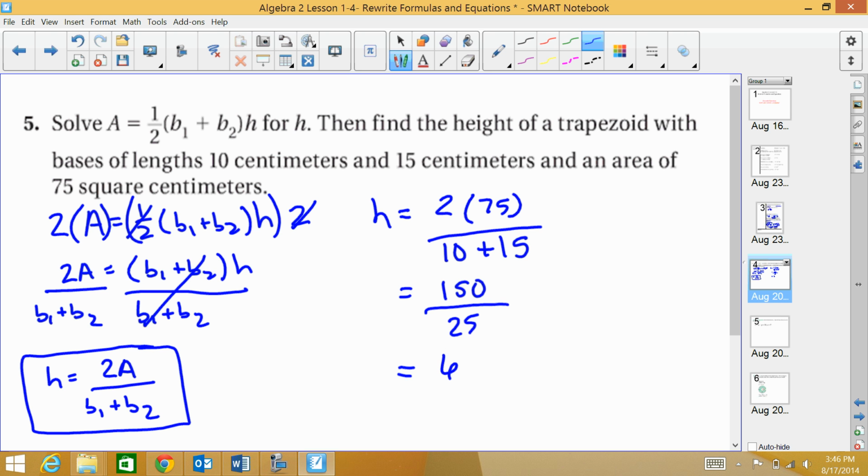Now, it says find the height. Well, the height isn't just 6. The height would be 6 centimeters. So you want to make sure you label your answers. Anytime you have to label, make sure you get in the habit of doing that in your homework because you will have to do that on tests and quizzes or you might lose points. So make sure you do that.